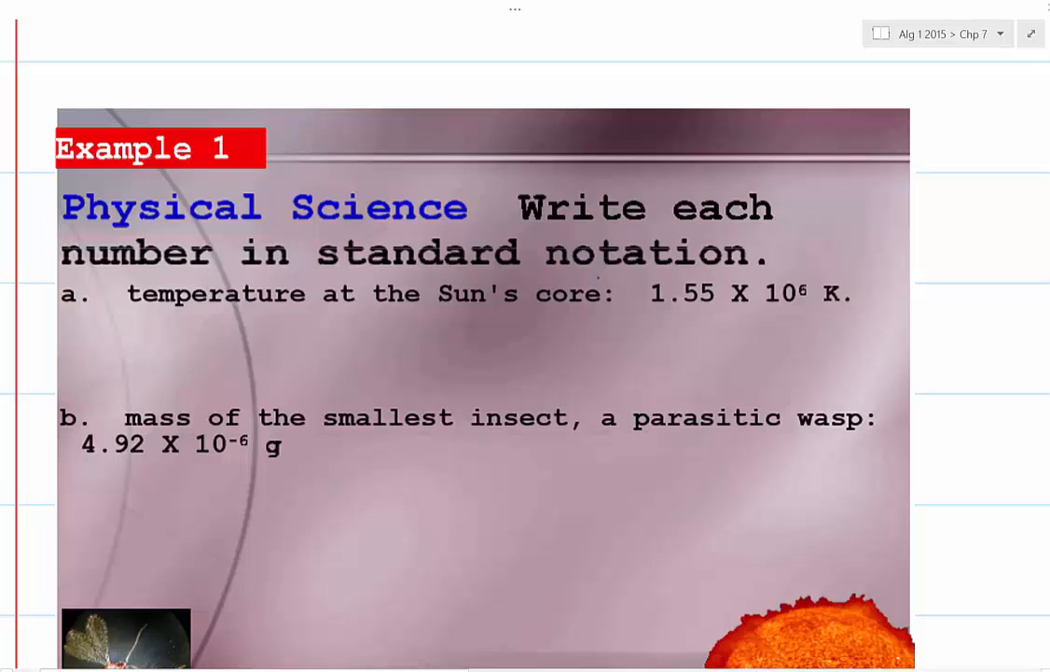We want to write it in the standard notation. Okay, so that means we need to move this thing our 6 places. So 1, 2, 3, 4, 5, 6. Here we go. Temperature at the sun's core. Okay. So that's what it looks like. So sometimes it's deceiving to think that it's 1.55. So when you write it out in standard form, you get an idea of exactly how hot that really is, even though we don't use Kelvin.